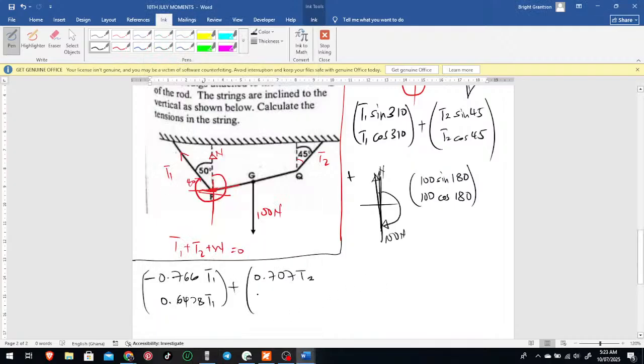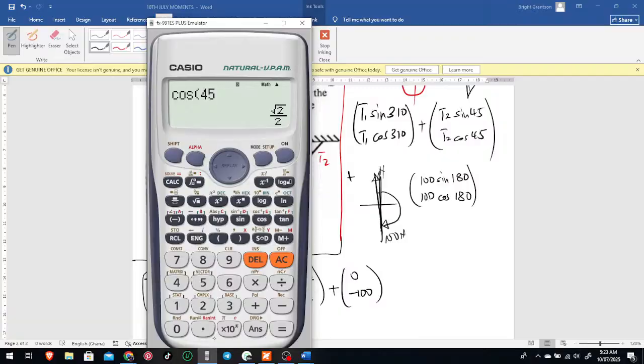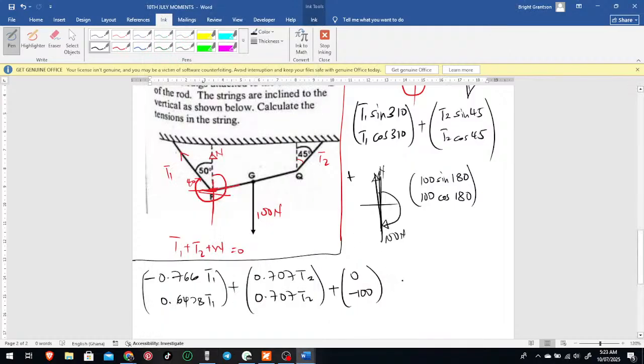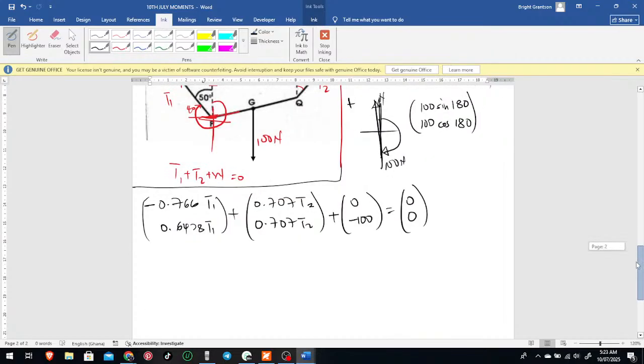So 0.707 T2. Now sine 180 is 0. Yes. So here is 0. Because cos 180 is negative 1, so negative 100. Yes. Let me just cross check. Yes. Because the vector is 0, 0. Now we get two simultaneous equations, then we solve them simultaneously.